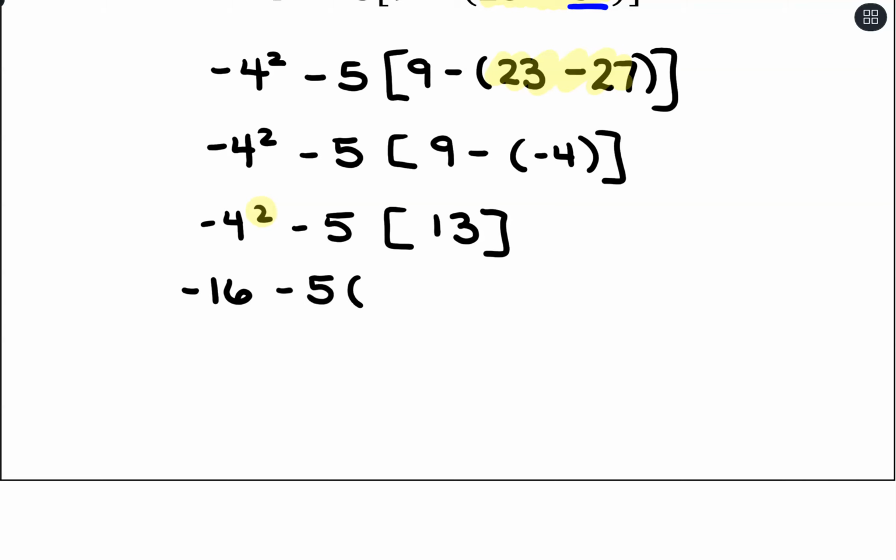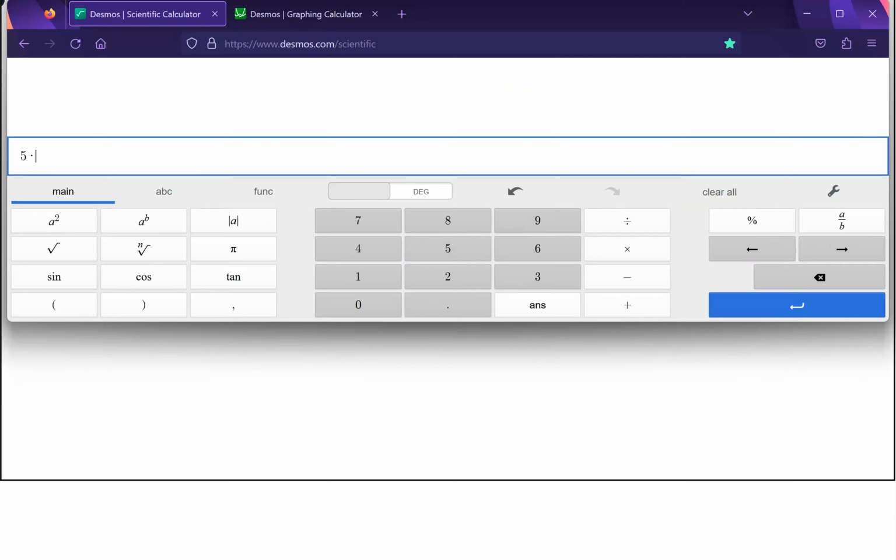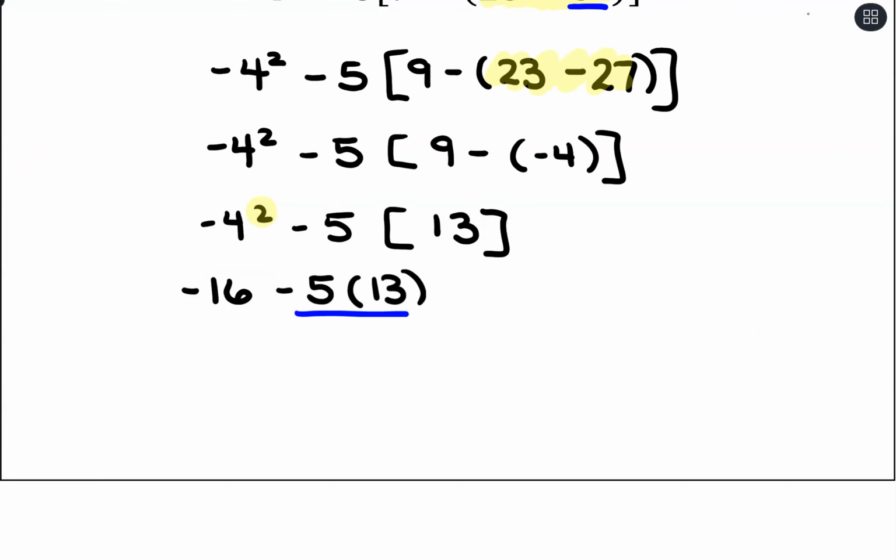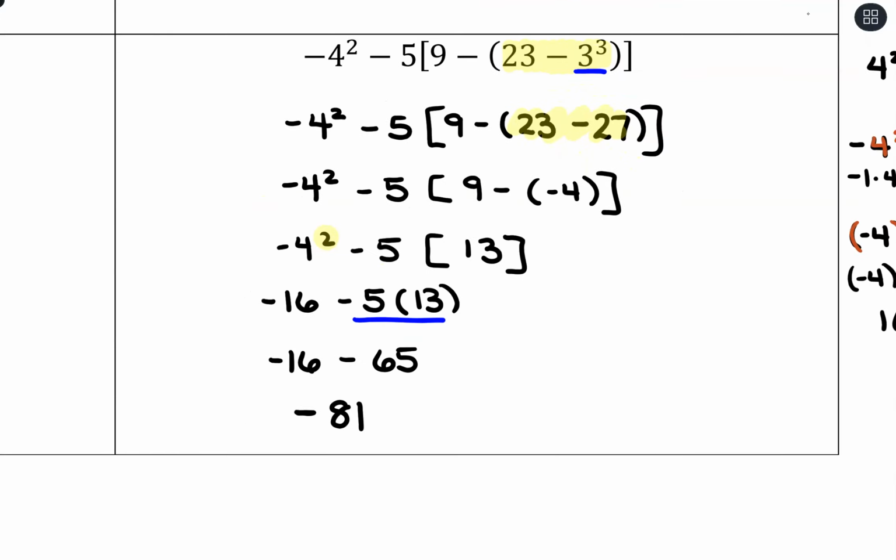And then we have negative 5 times 13. Let's take care of that multiplication there. I'm just going to use a quick calculator to help out. 5 times 13 is 65. So negative 16 minus 65 should be a big old negative number. Let's see, negative 81. And actually, while I have the calculator there, we can check our answers with these.